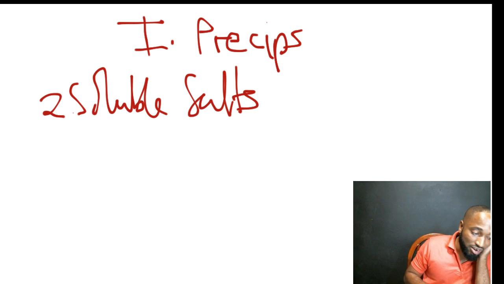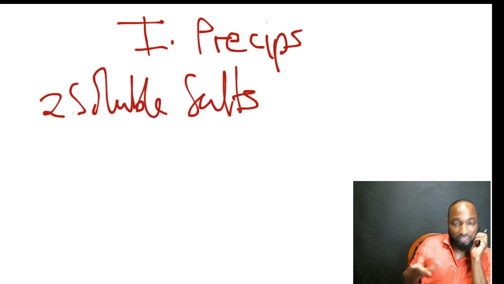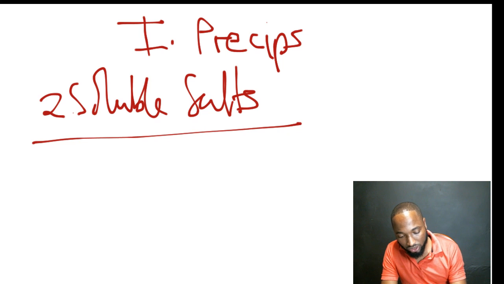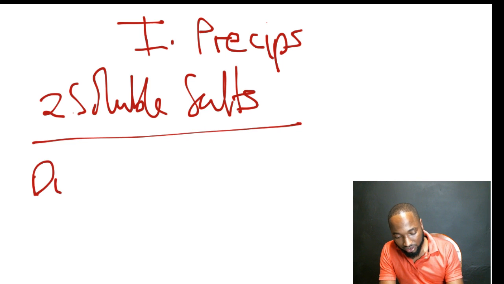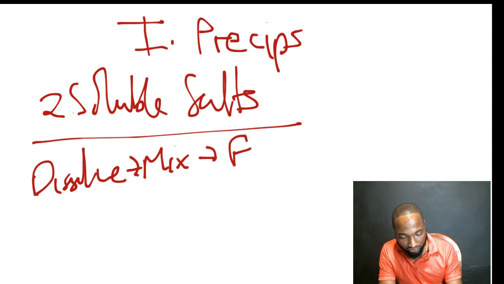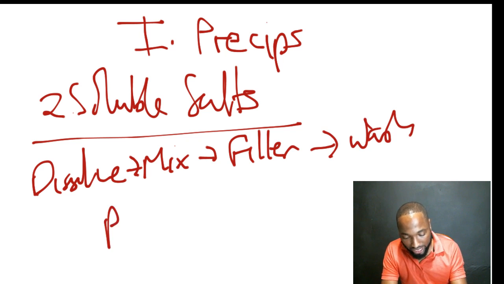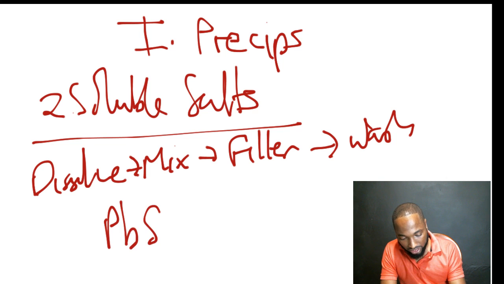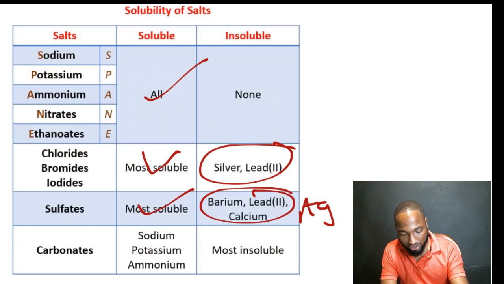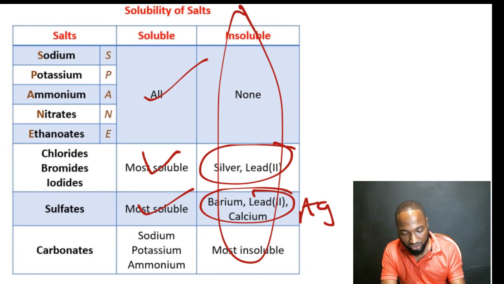You must know your method. You dissolve, you mix, you filter, and you wash it. Simple. You need two soluble salts. You dissolve, you mix, wait for the precipitate to form, you filter, and you wash. And that is it. The example is lead sulfate, or any of these insoluble salts. But it must have two soluble salts.